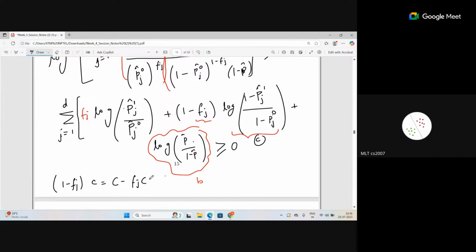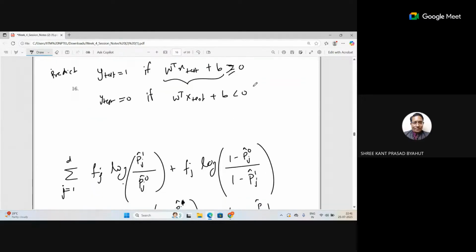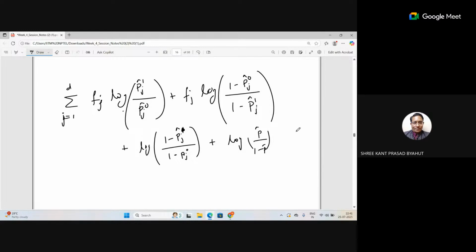Is that fine? Okay, what was reversed was the log of that, right? And if that minus sign goes into that, it gets inverted, so it becomes a plus sign, and the entire thing is greater than or equal to 0.